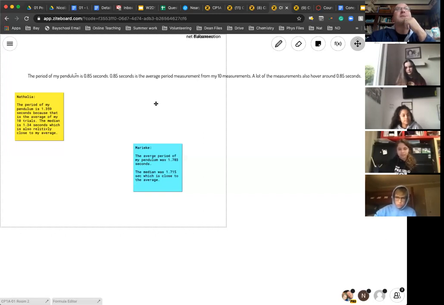Cool. Love it. Timothy? So I got the period of my pendulum is 0.85 seconds since it's the average measurement. I wasn't able to add this, but the median was also 0.85 seconds, and the mode, 0.85 seconds, was tied for the mode. Wow. Okay. So you had the mean, the average, and the median both at 0.85? Yep. Wow. That's intense.